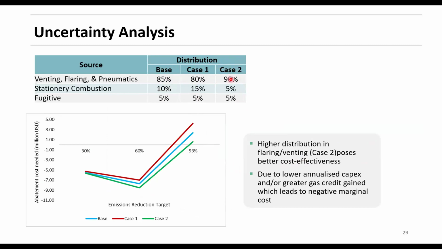So what we actually change here is essentially the stationary combustion. Our assumption here is that we are keeping the fugitive emissions at the highest value, right? So this is what we get in terms of reduction as well as the abatement costs. We see high distribution in flaring in case 2, so it poses better cost effectiveness. Of course, when you have less distribution of the majority, we would see a much lower cost. But certainly this is due to the lower annualized capex and greater gas credit gain from the leading to negative marginal cost. Negative marginal cost here refers to net profit, right?